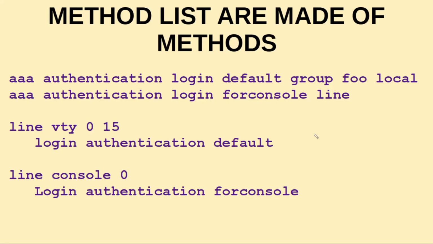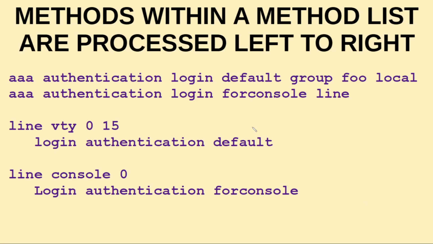Method lists are made of methods. In this example, the default method list has two methods, this method and this method. And the for console method list only contains one method. Methods within method lists are processed left to right. So for instance, this method list will have this method getting processed first.